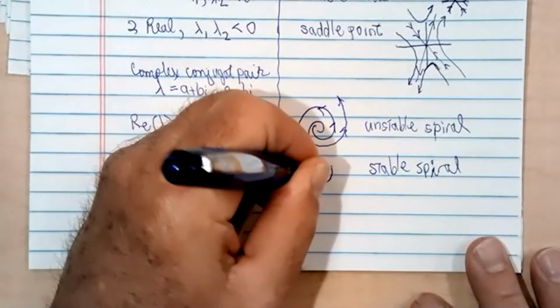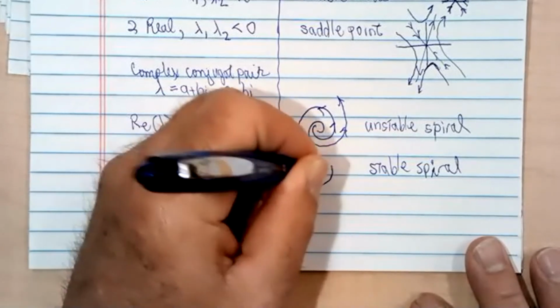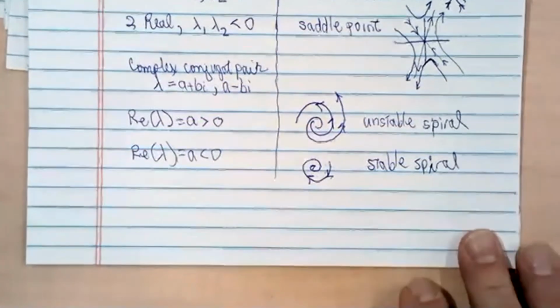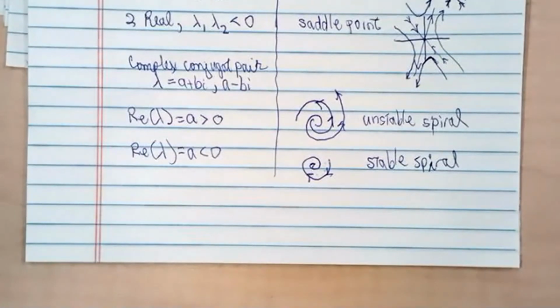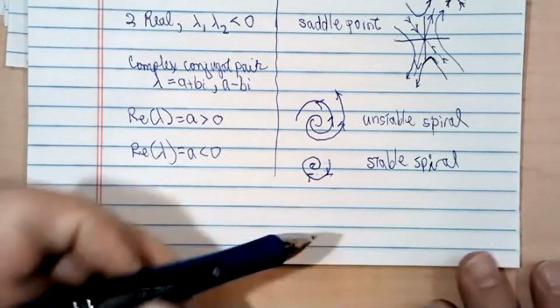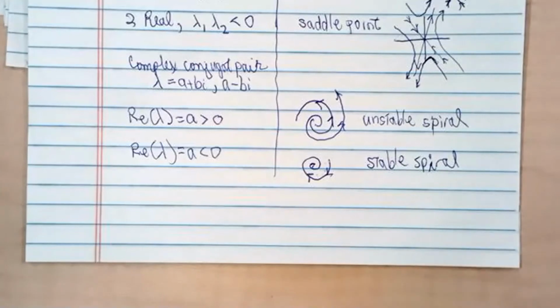It's conceivable somebody might forget. Now, I think this is true, but I didn't look it up, and I didn't try to prove it. If the real part is 0, you'll have a center. So you get an ellipse of some kind for the phase portrait.